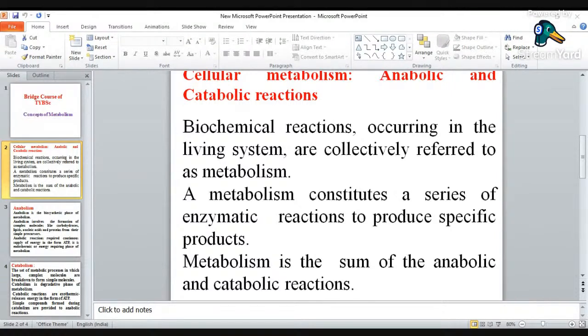Clear? Now define metabolism. Define metabolism in your own words. Write your definition of metabolism in the chat box and send it, everyone. So what do you know about metabolism? Which concept are you clear about? What do you get about metabolism?